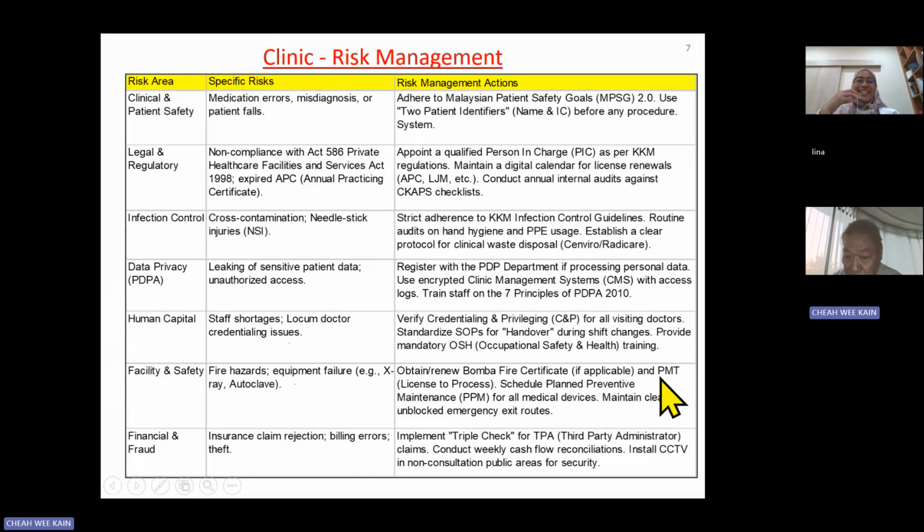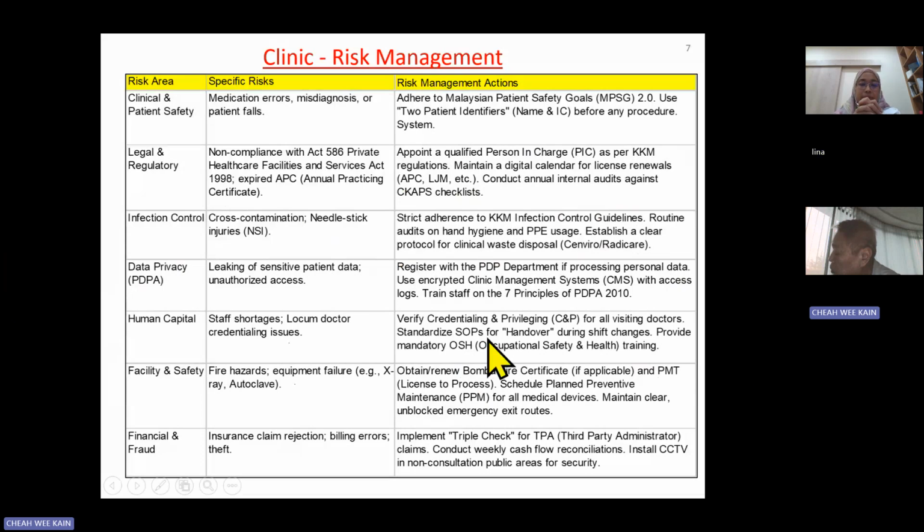Bomba fire certificate applicable. Okay, license to process, schedule plan, preventive maintenance. Now you are having a clinic, you do not need more than the extinguisher. You don't need the sprinkler system. So it's okay. You only need to make sure you have enough extinguishers. You can ask them, they will tell you how many you want.